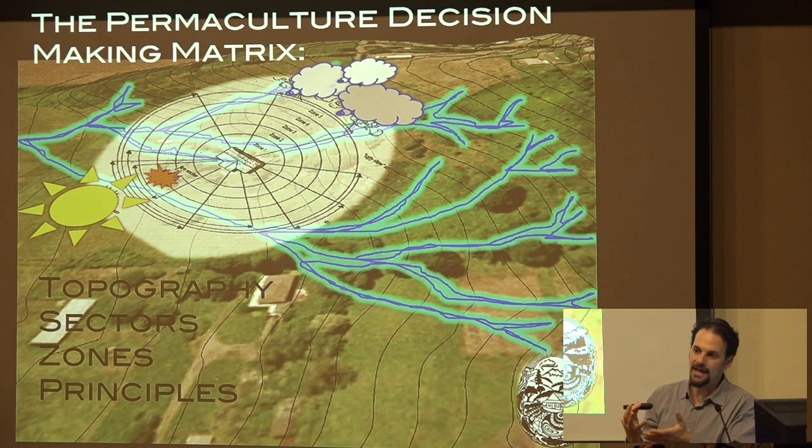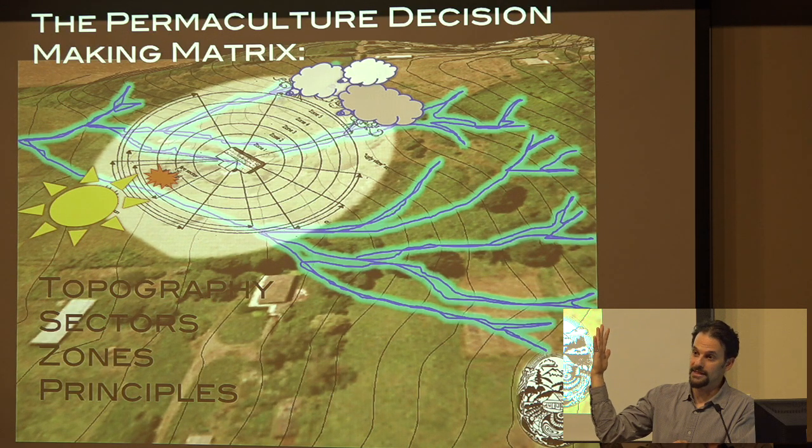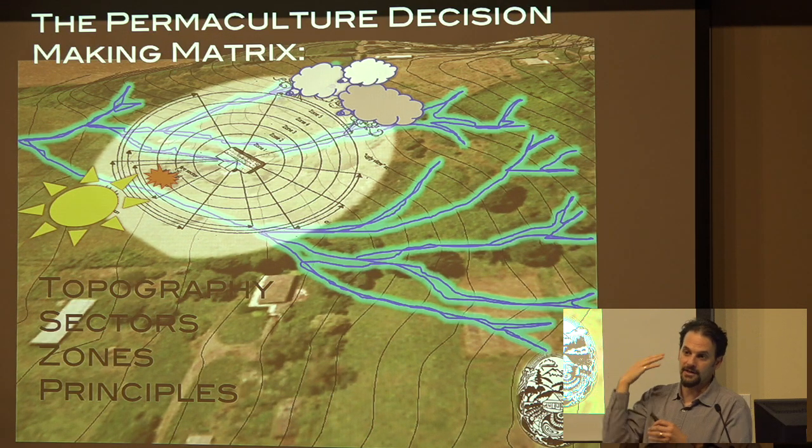And then our design becomes a response to those forces, right? So we're like, oh, we have cold winds from the north, and we don't need to maintain our solar access from the north. Maybe we should plant trees that are going to block the wind from the north. So we end up making decisions based on our analysis.